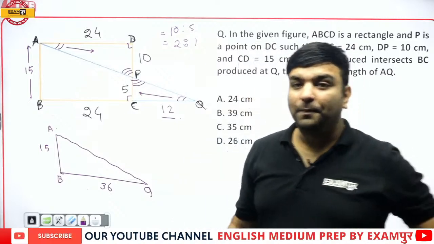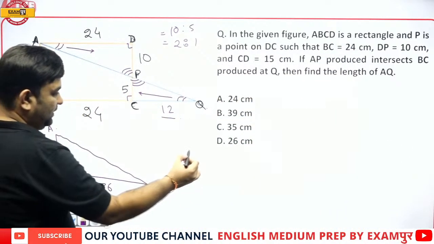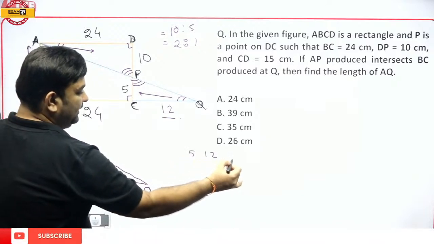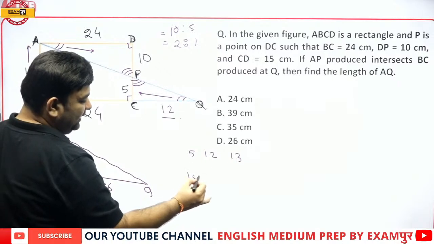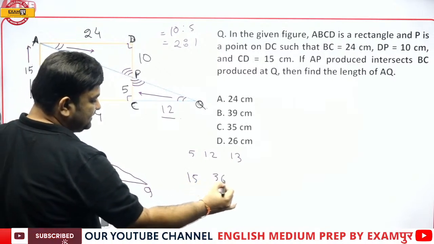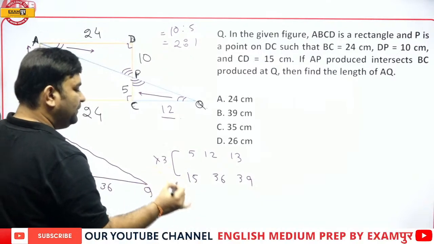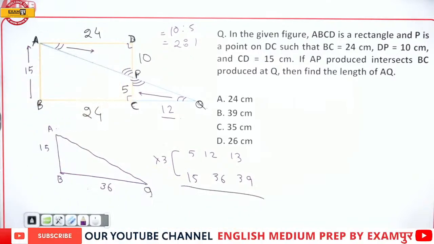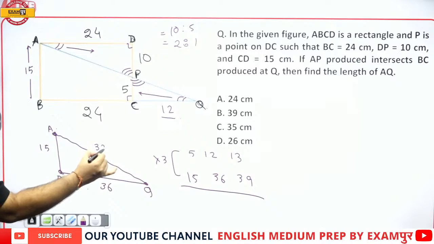5, 12, 13 triplet. Because if I multiply by 3, it will become a 15, 36, 39 triplet. So if two sides of a right angle triangle are 15 and 36, the biggest side is 39.